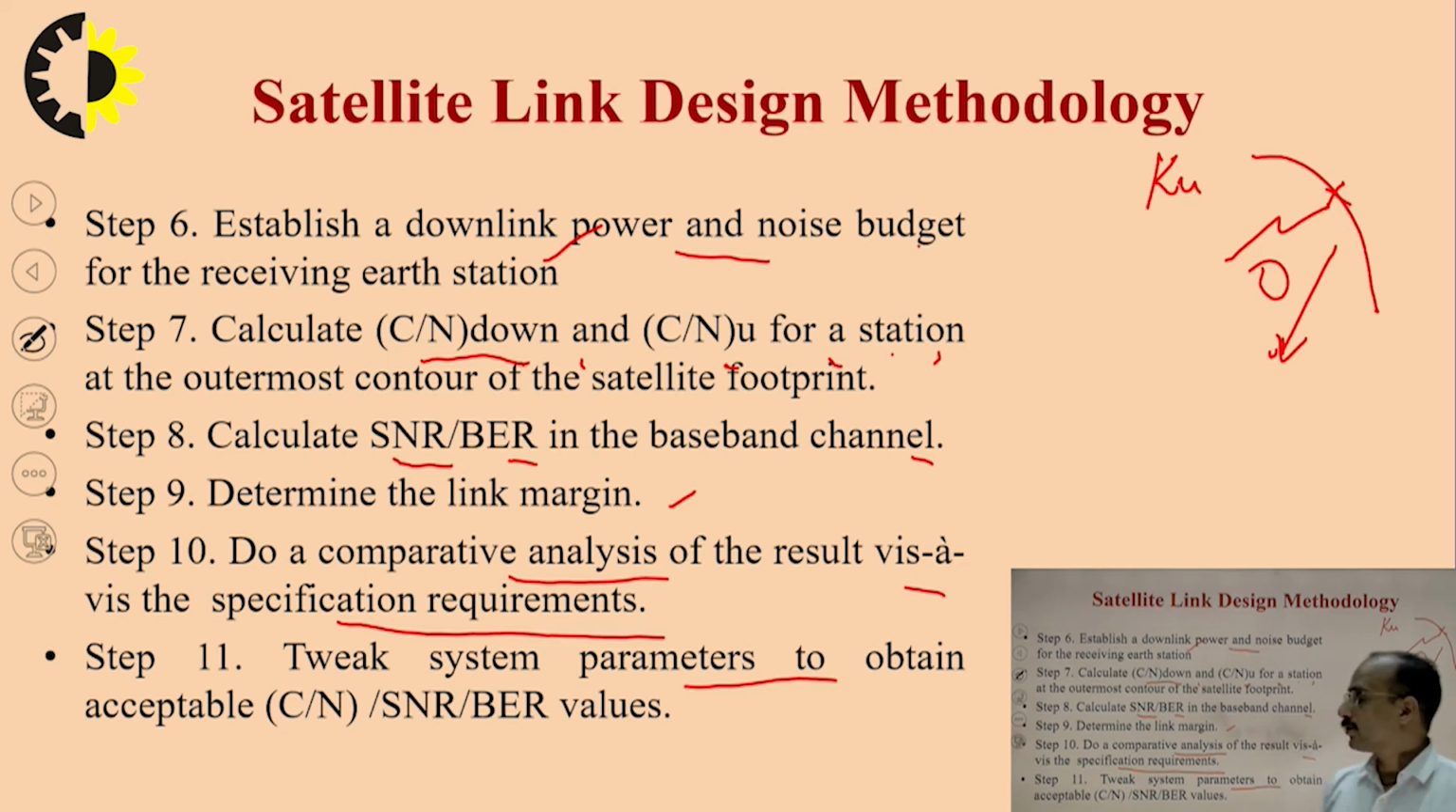And when you want to specify them, then for a given comparative analysis, you get some specific data or specific output. Now you interchange the data, means change the frequencies, change the location, change the parameters. That is the tweaking. So by tweaking this, we are getting various ranges of C by N, SNR and bit error rate, and out of those ranges, the one which is acceptable for our system, we are going to take.